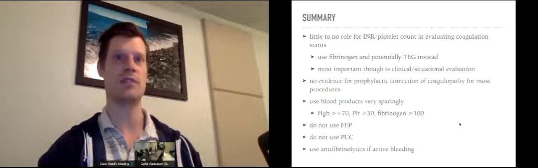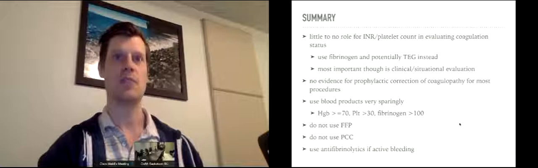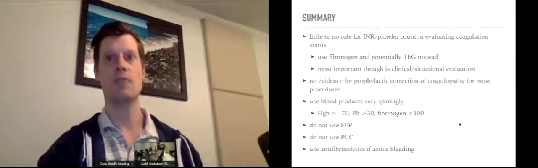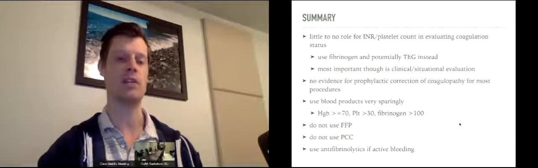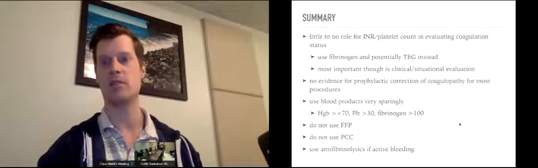Transfusions carry significant risk, especially in exacerbating portal hypertension, and are likely overutilized in patients with cirrhosis. And once again, FFP has no role in the management of coagulopathy in cirrhosis, and other blood products need to be used extremely sparingly. Further study is needed to look into global measures of coagulation, such as TEG, to determine appropriate cutoffs for therapeutic interventions.